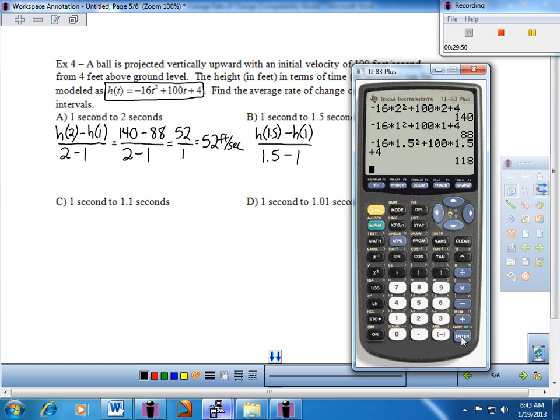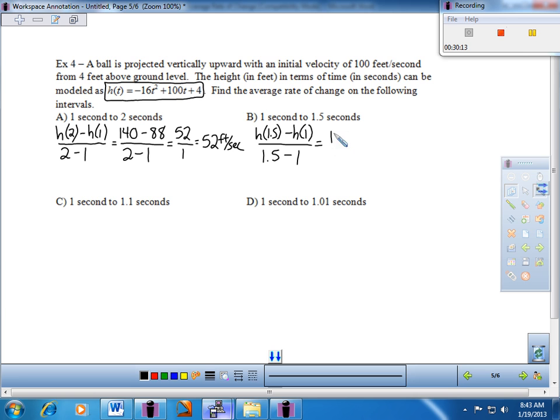Okay, I've got a 118 when all said and done. So that's good. Here we go. So 118 on top. Remember, the height at 1 second was 88. And then I've got 1.5 minus 1. Looks like 30 has passed here. Half a second has elapsed. And when I divide those, on average, the velocity of this ball is 60 feet per second. Okay, that's great. Okay, can I continue?